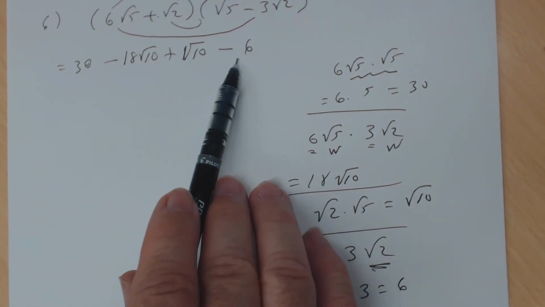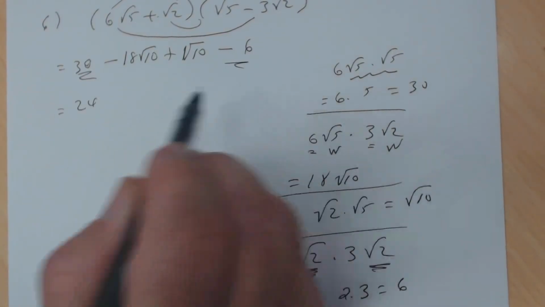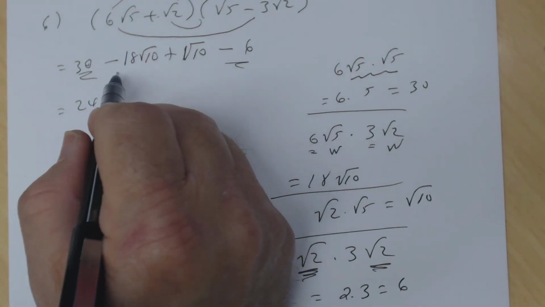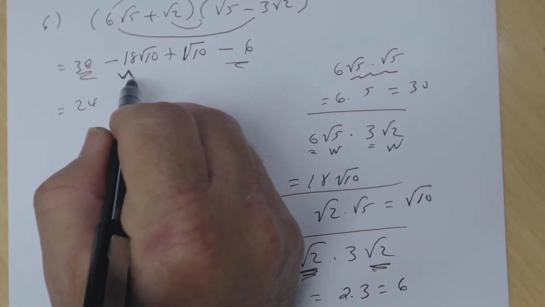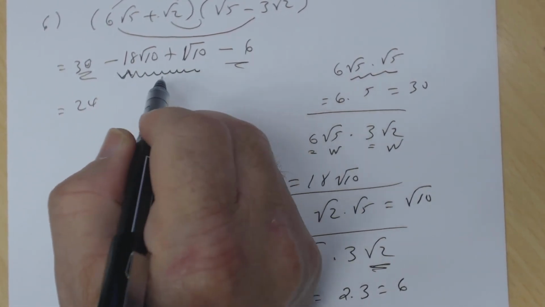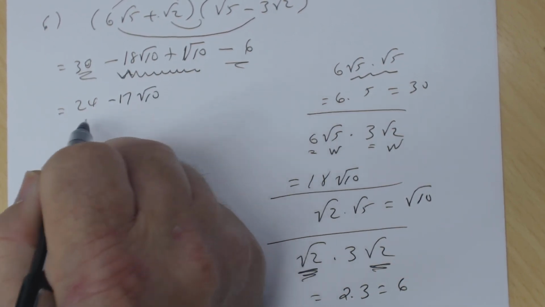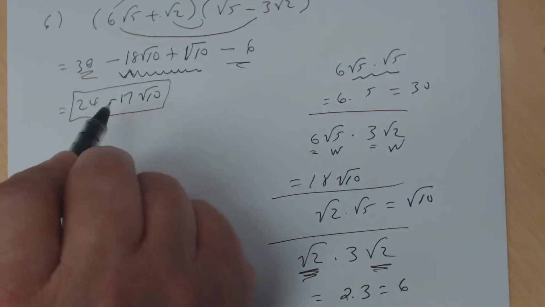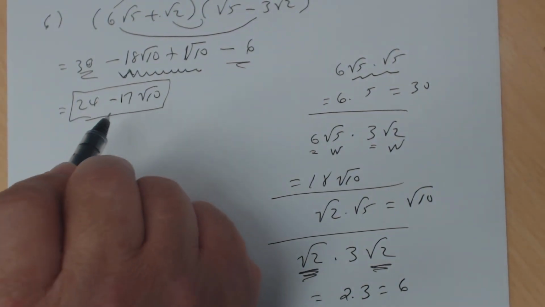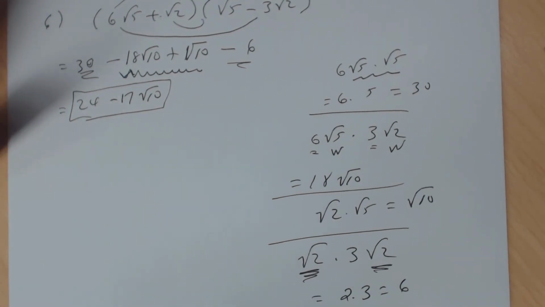All right, now combine like terms. 30 subtract 6 is 24. Now these I can combine because they both have square root of 10s. A negative 18 and a positive 1 is a negative 17. So I get minus 17 square root of 10. And I can't combine them because this does not have a square root of 10 in it. So that's the answer. All right, so that takes care of part 3.